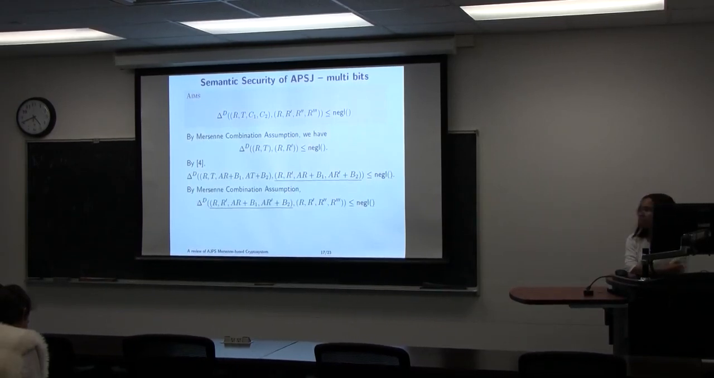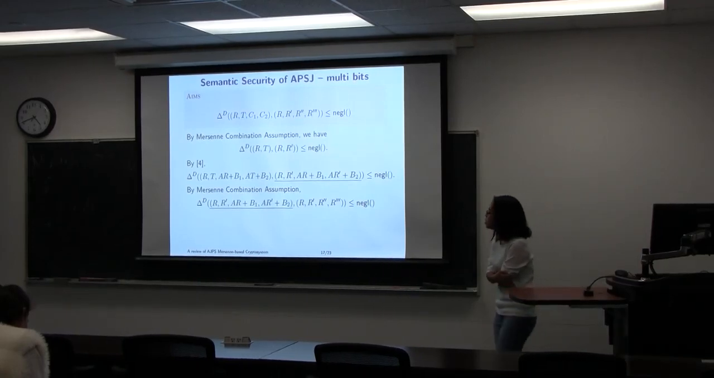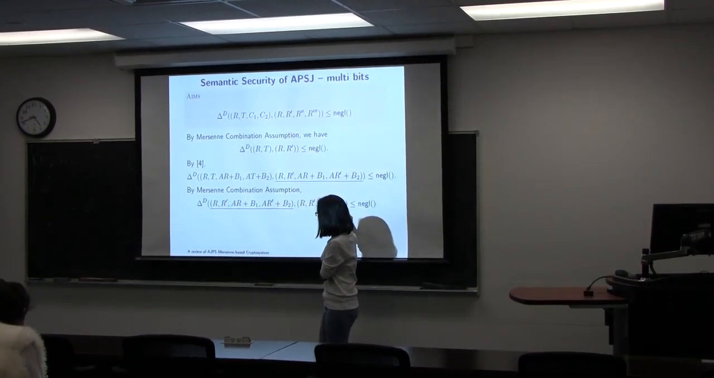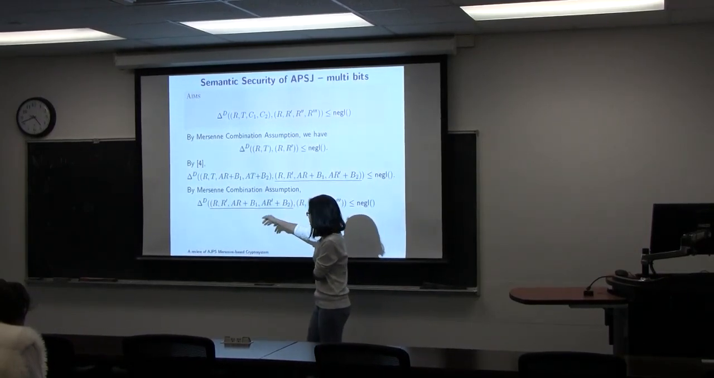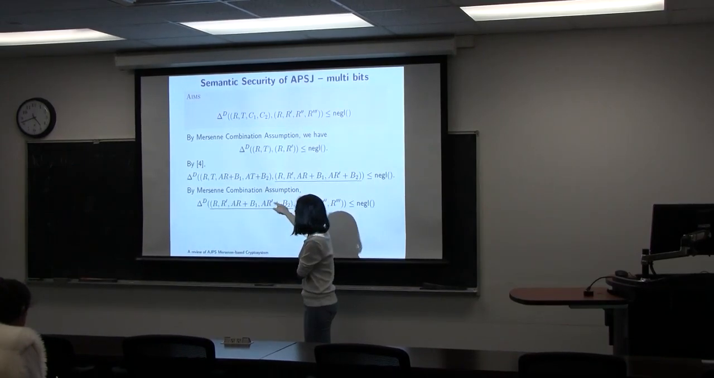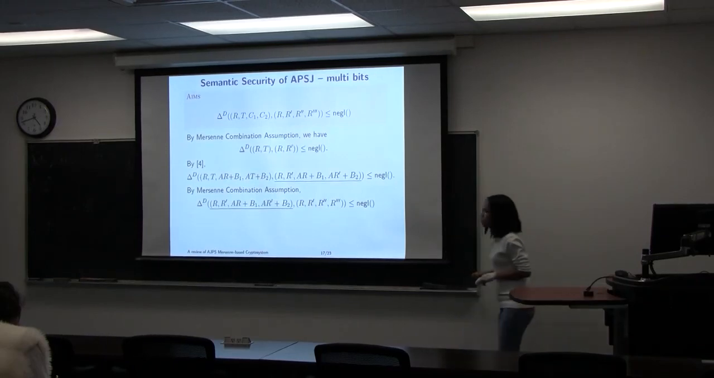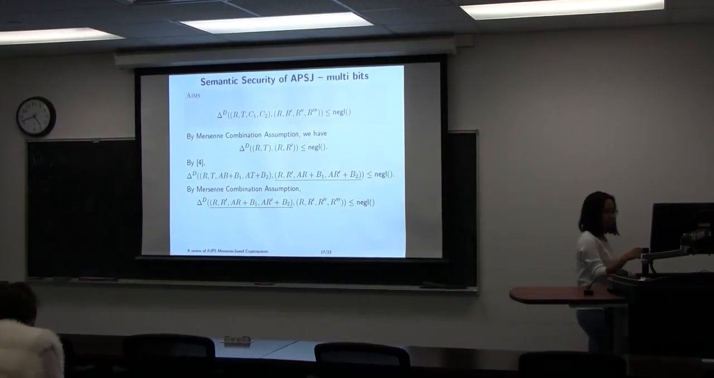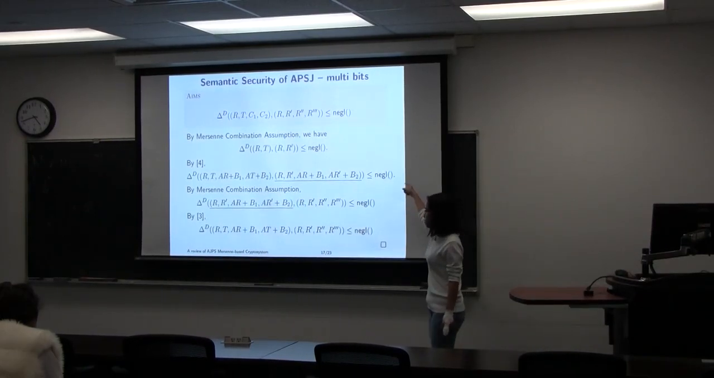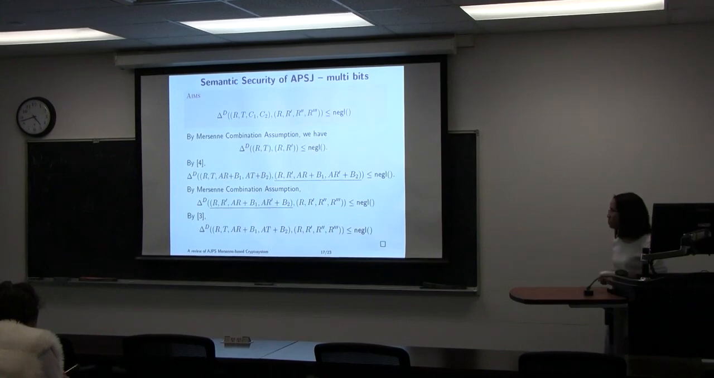We apply this, and also because of the Mersenne combination assumption, we see that this term is uniformly random, this term is uniformly random. So if we ignore this one and this one, the distinguishability between this one and this one is also very small. This is based on the assumption of Mersenne. And then we apply the triangle inequality, and then we have this one. So then we are done. The proof is done.